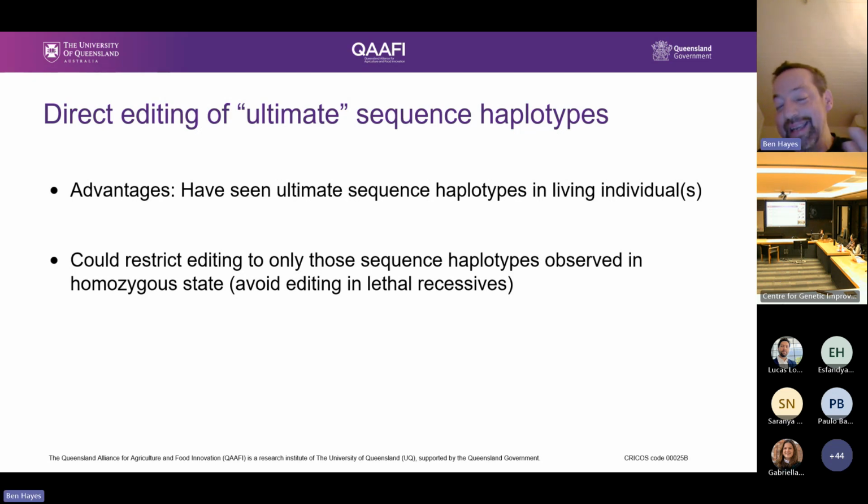Still, I said at the start of this part of the talk, we're diverging from reality a bit here. I'd have to say this level of editing is not currently feasible. It's something for the future.